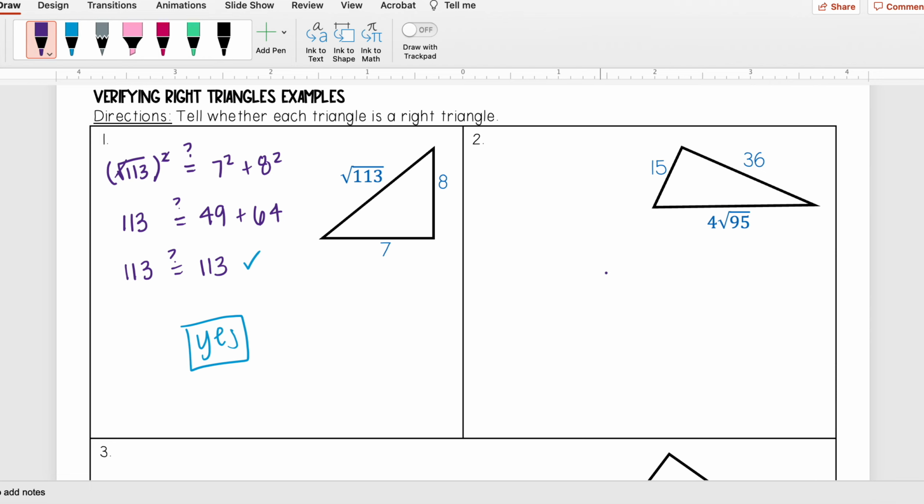Okay, let's try another one. So here I have 15, 36, and 4 times the square root of 95. Again, if you're not sure which one is the longest, you can take 4 square root of 95 into your calculator, and when you do that, you should get 38.987. So that means that this 4 times the square root of 95 is my longest side, so I want to have that on the left.